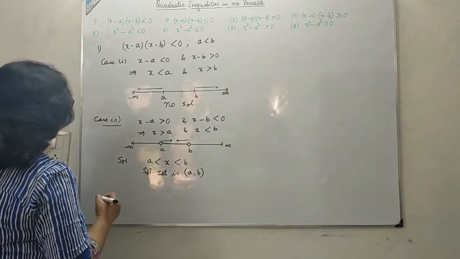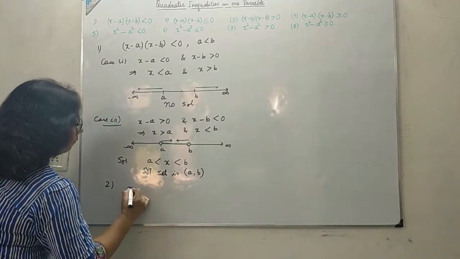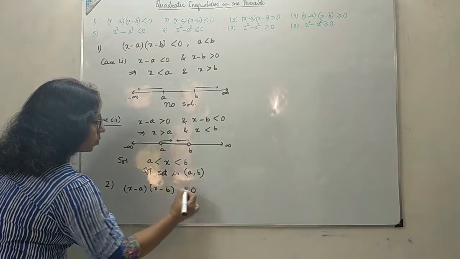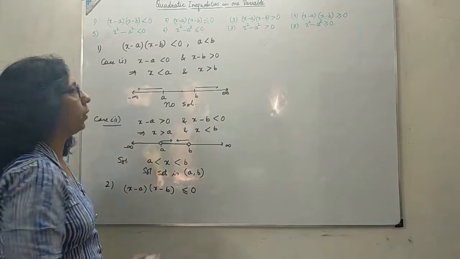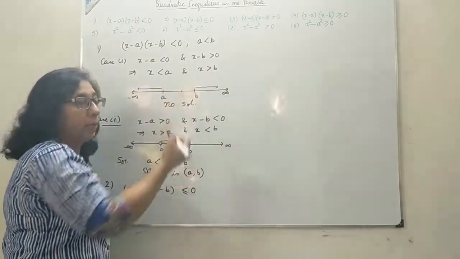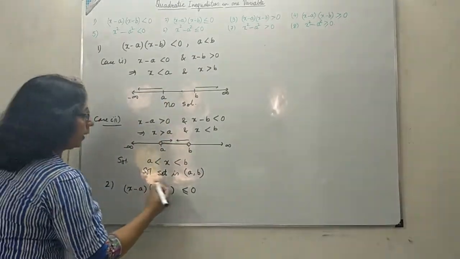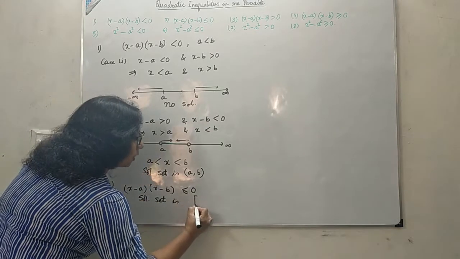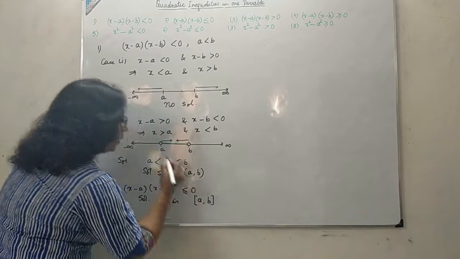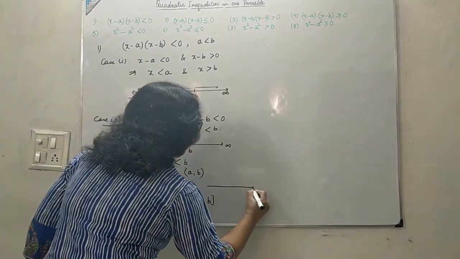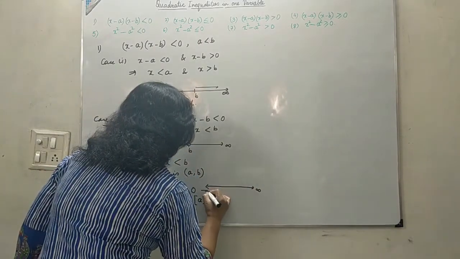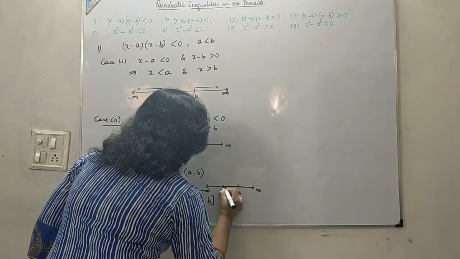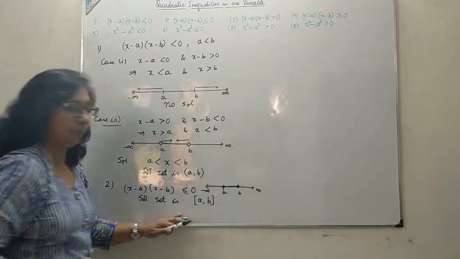Now for the second case, we have (x minus a) into (x minus b) less than or equal to 0. The same way we will proceed, with the equality sign also there, and we will get the solution set in this case as the closed interval a to b. These points will also be included, and on the number line we can represent this as: this is a, this is b, and this whole part including these endpoints as well.